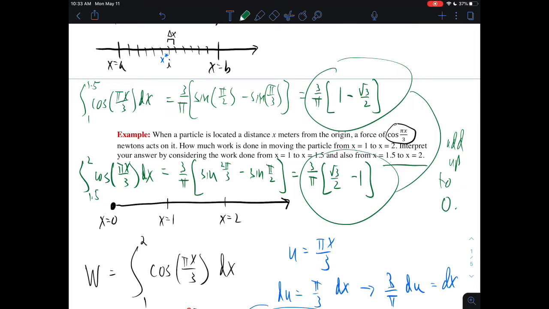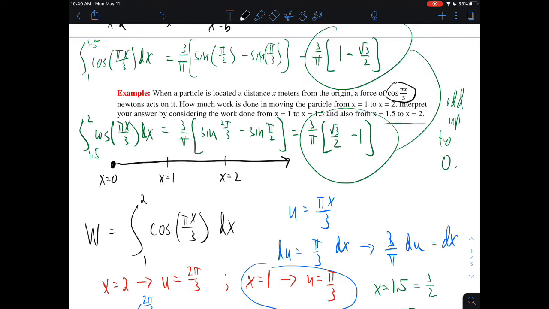So in the context of this problem, what do you think might be happening? Well, this function might be pushing in either direction along this distance, right? So you could have a force that is acting in a positive direction, but then a force that's acting in a negative direction. Cosine is a function that has positive and negative values. So this is essentially just oscillating back and forth.